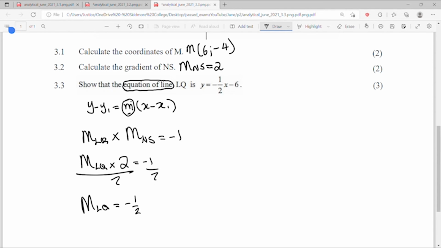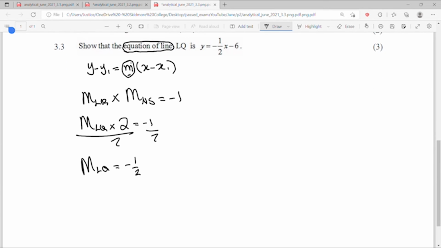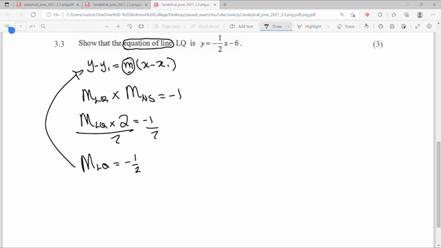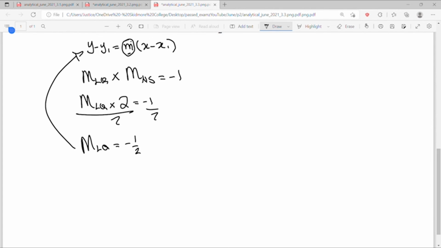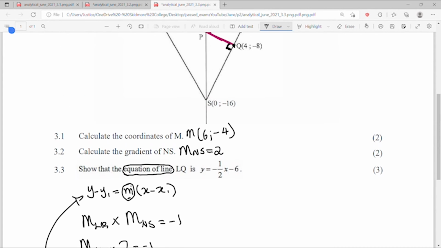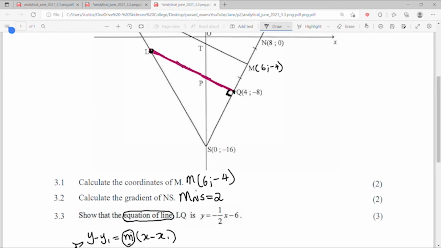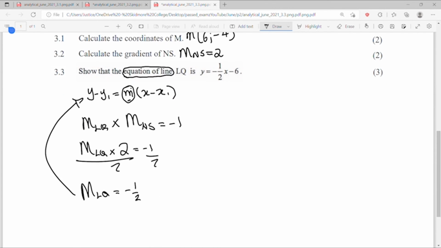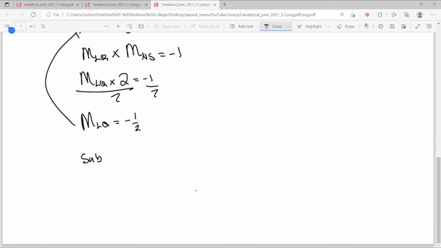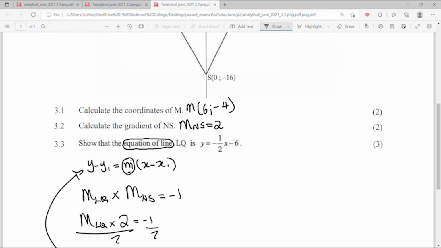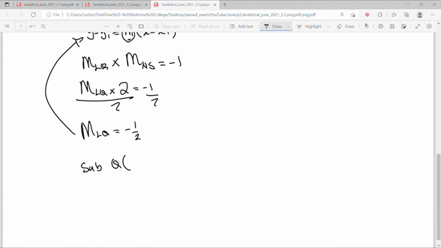It looks like we're on the right track, because the gradient we're trying to prove is -1/2. Now you're going to substitute into your main equation, the general equation of a line. We're going to substitute which point? We're going to substitute 4, -8, because that is the point which is part of LQ. That is Q. It's 4, -8.